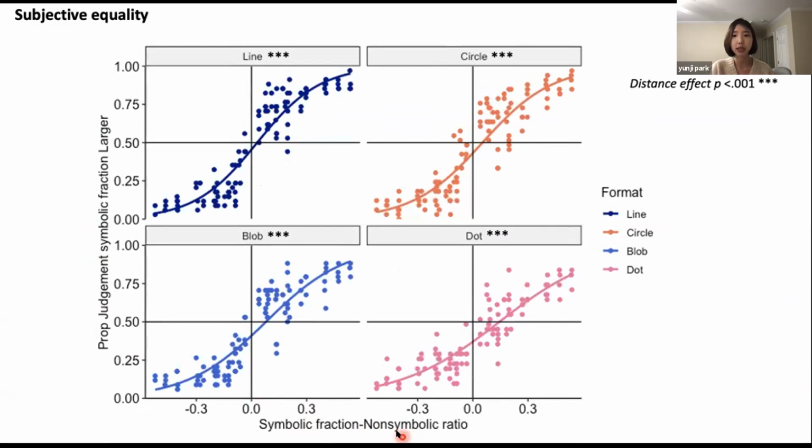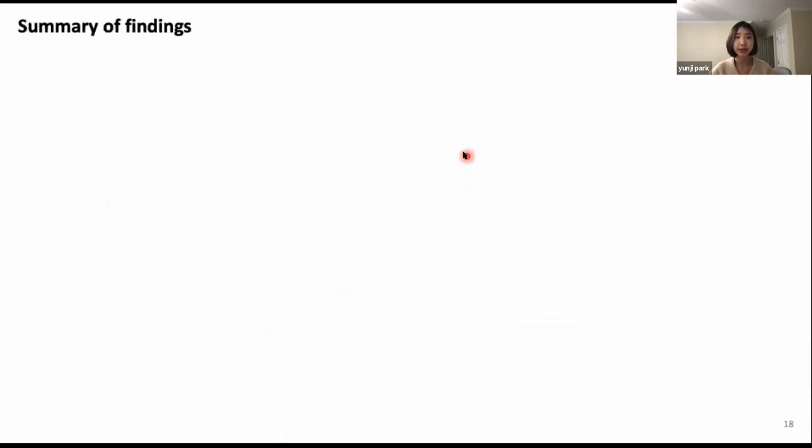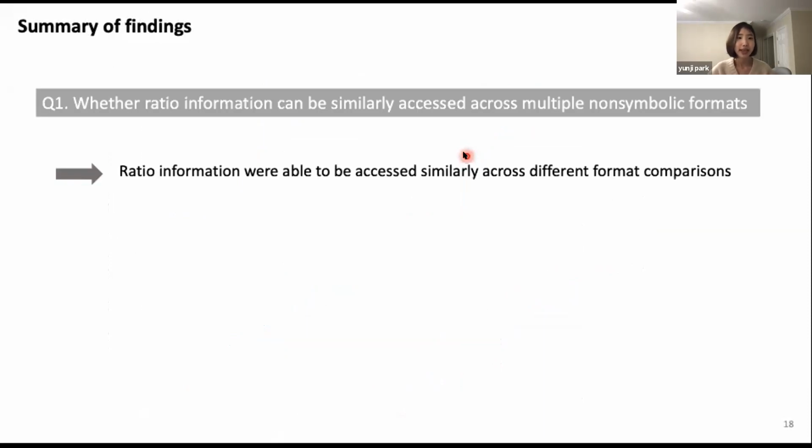If we take a bit closer look, the trend shifted toward the right side, which means people tend to judge the non-symbolic ratio as larger than fractions. However, the important thing is people were able to access abstract ratio information. So if we summarize all of this about question 1, ratio information was able to be accessed similarly across different format comparisons. You can see this based on the S-curve and distance effects.